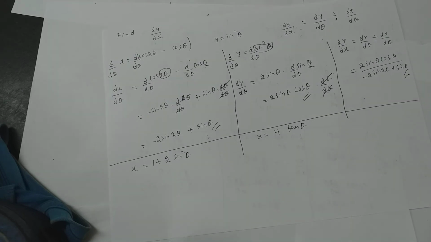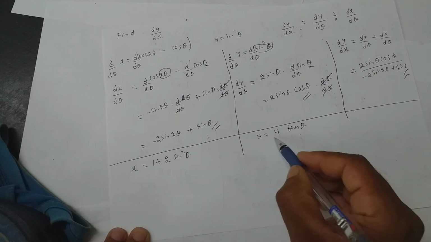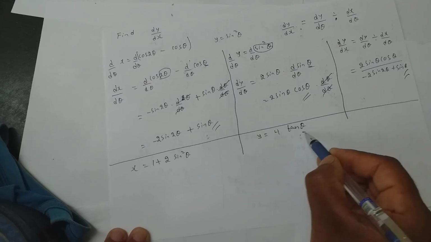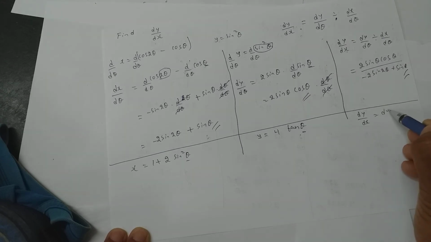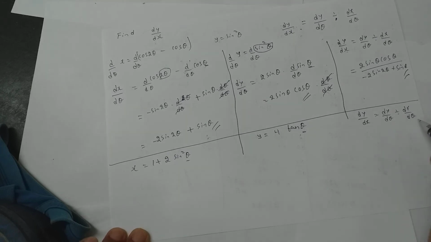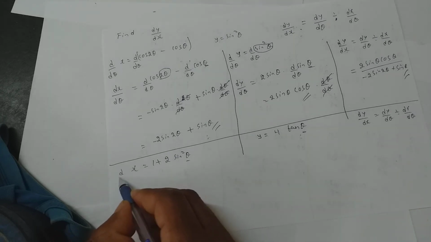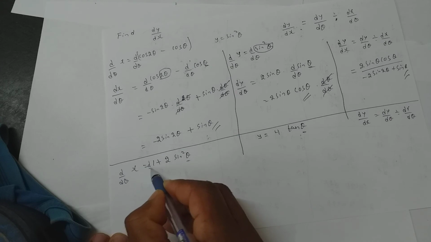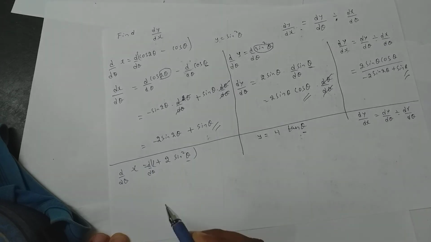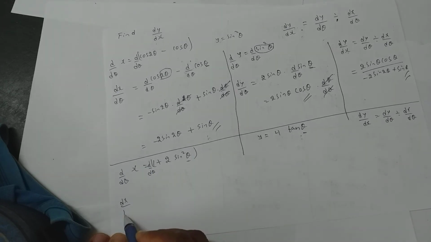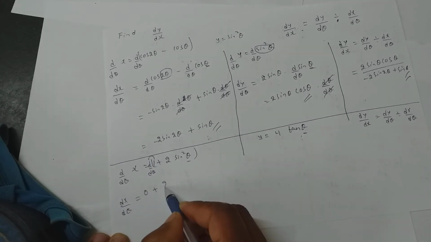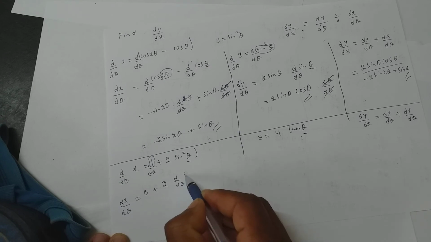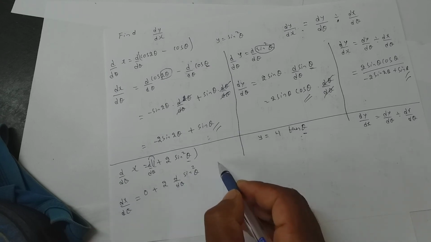Look at this sum now. x equal to 1 plus 2 sin square theta, y equal to 4 tan theta. It's in terms of theta. So my dy by dx equals dy by d theta divided by dx by d theta. Clear this one? Now here I need to get dx by d theta, so I will differentiate with respect to theta. So dx by d theta equal to, when it's applied on 1 it is 0, plus 2 will come out, d by d theta of sin square theta.